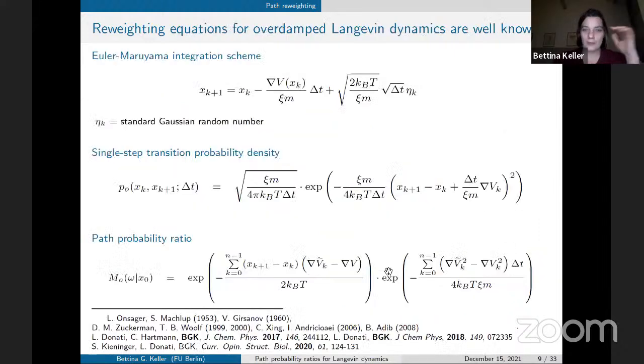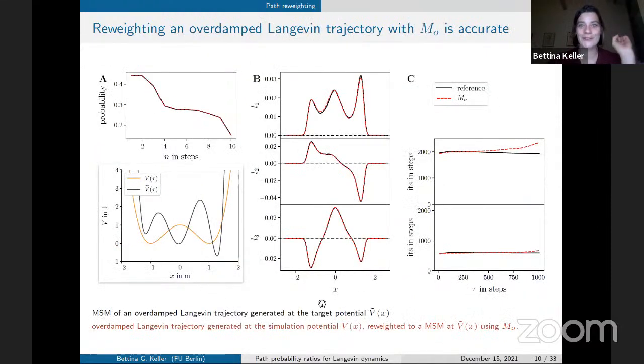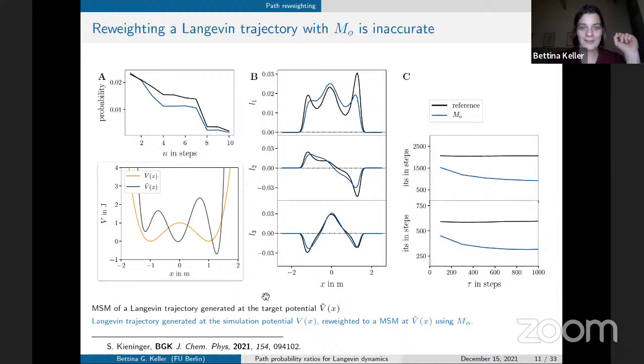And one idea would be, well, if we have all these equations, we just use them, right? We ignore the problem and we use it. But this unfortunately fails very badly. So we simulated at the double well potential using underdamped dynamics and reweighted to the triple well potential using the known equations. And what happens is that not even the eigenvectors are recovered. So even the Boltzmann distribution is badly distorted. So you get very wrong results if you just use these overdamped Langevin reweighting factors.